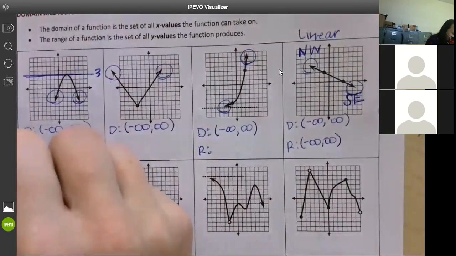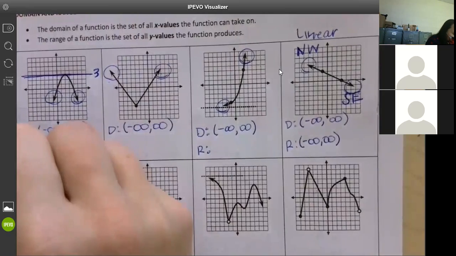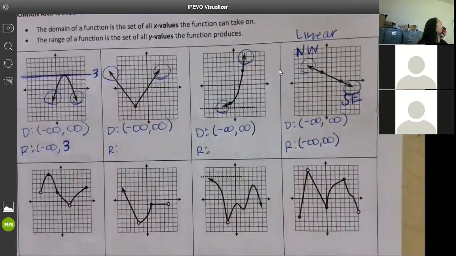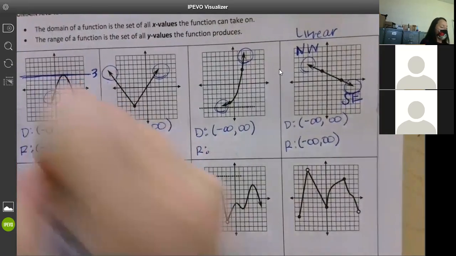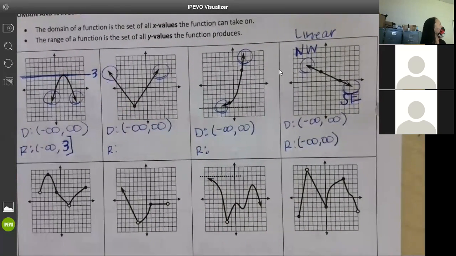Is it a solid point? There's no holes, right? It's completely solid. We bracket it. That means it's included in the range. Negative infinity, positive infinity will never be bracketed, ever. Again, it's not a specific number, okay? It's just a direction, all right? So let's look at the next one.